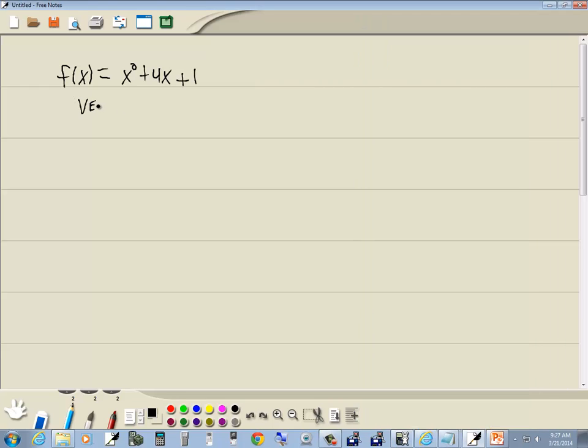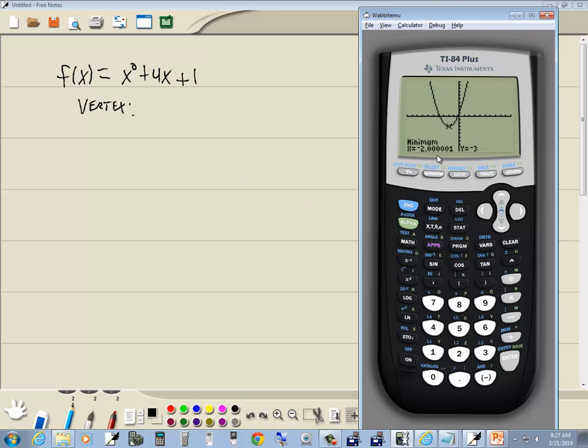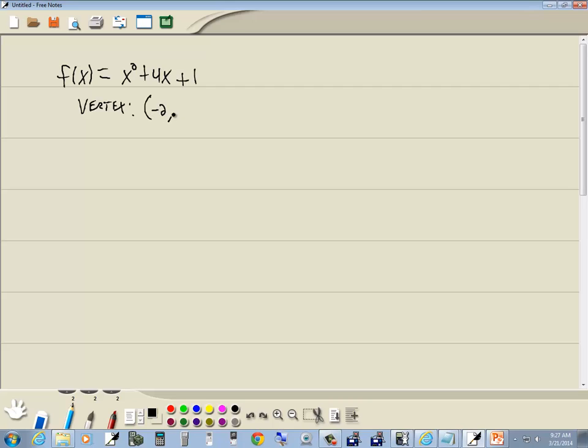A little bit of a rounding issue on the computations. See, that says negative 2.000001. Well, you can probably guess what that is. That's negative 2, negative 3. And that'd be our vertex.